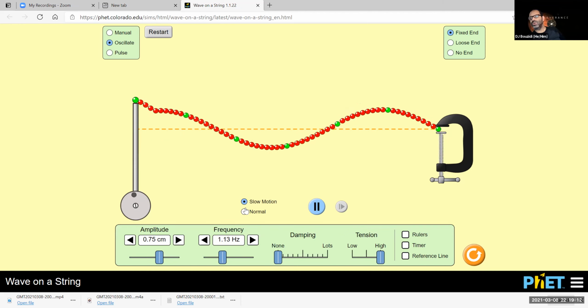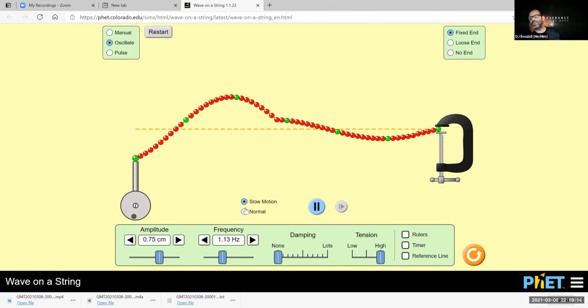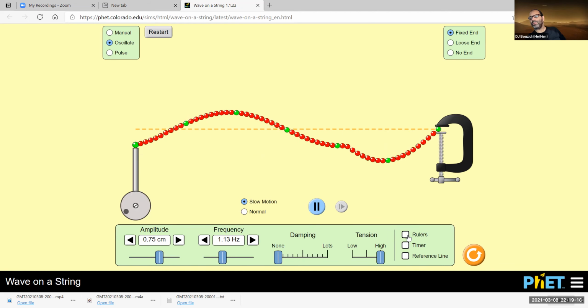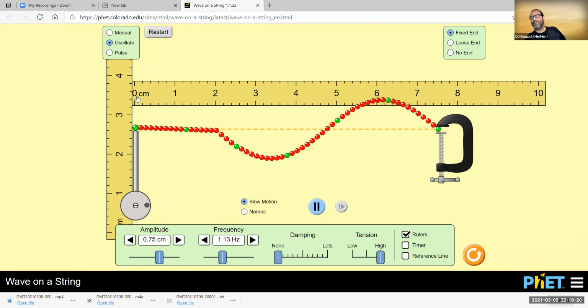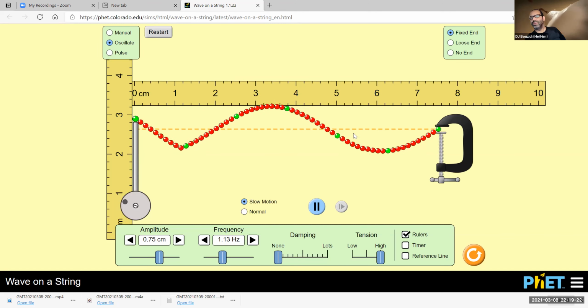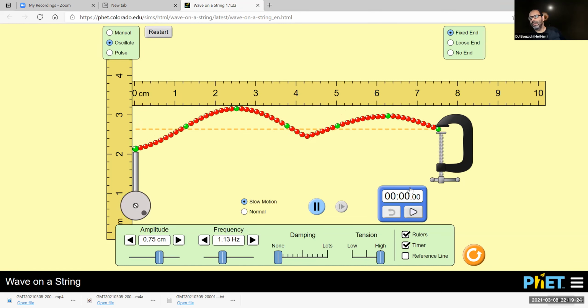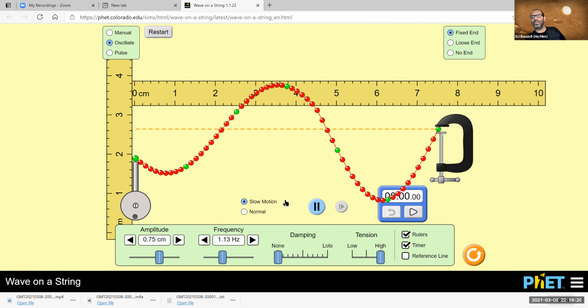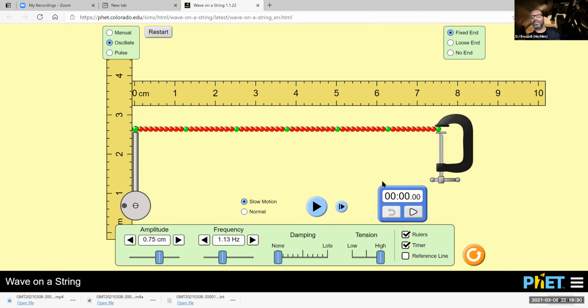But sometimes it's a good idea to slow things down for you, especially if you're going to be measuring time and things like that, and sometimes you will. So you will need the ruler to measure the length of the string. You will also need the timer to keep track of the time. So let me restart. First of all, pause it, restart.